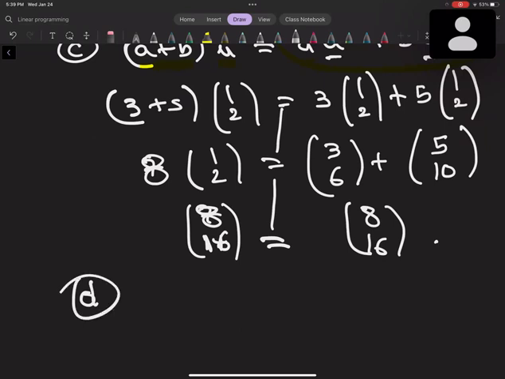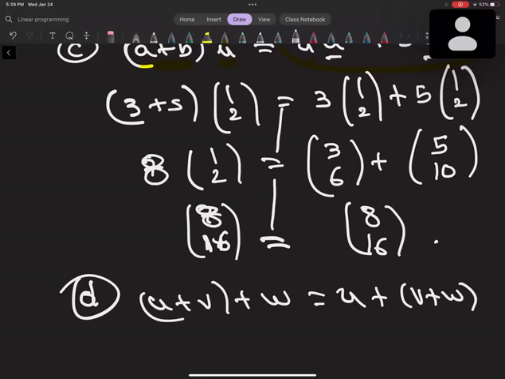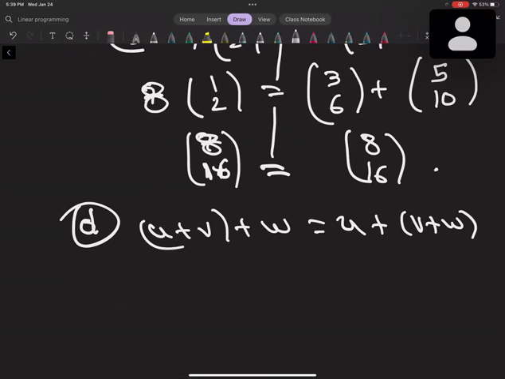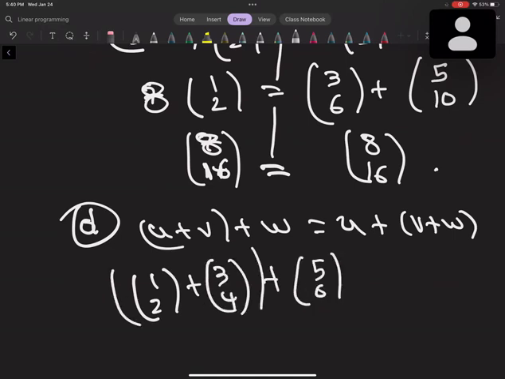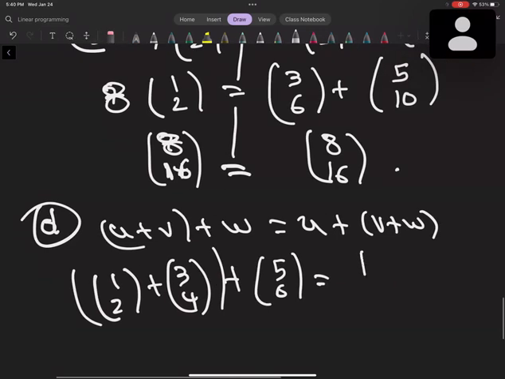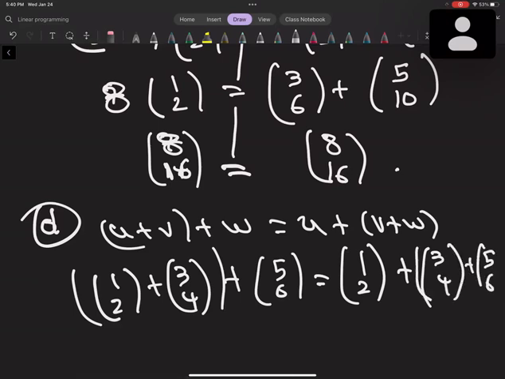The last property: u plus (v plus w) equals (u plus v) plus w. Well, I think I'm better than I thought because I thought I would be copying all this time. So this is similar, and now you can verify this: (1, 2) plus (3, 4) plus (5, 6) equals (1, 2) plus (3, 4) plus (5, 6).